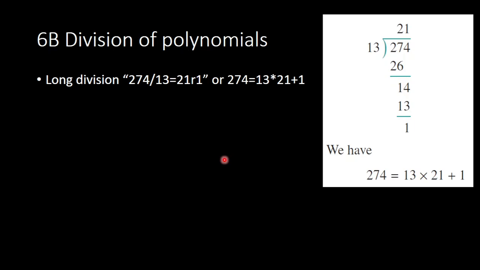Now before we move on to divisions and long division of polynomials, let's look at how we do a long division of 274 divided by 13. This is the way you would set up your long division. By rewriting this, 274 is also 13 times 21 plus 1. So that is a variation of how to write this.